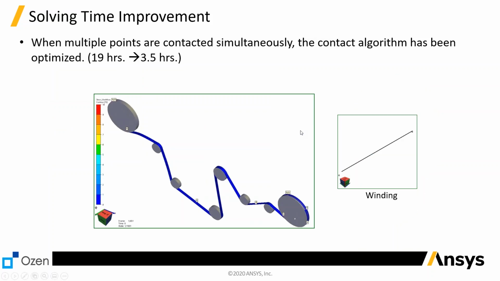Another improvement is the solving time. When we have multiple contacts, the algorithm has been improved to optimize the solution, so we can reduce the time. For example, this one here used to be 19 hours, now it's only 3.5 hours after improving the contact algorithm.